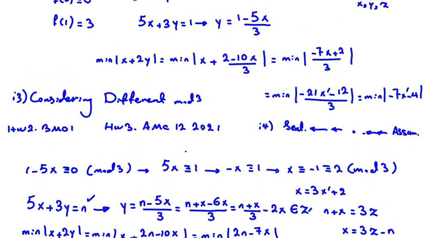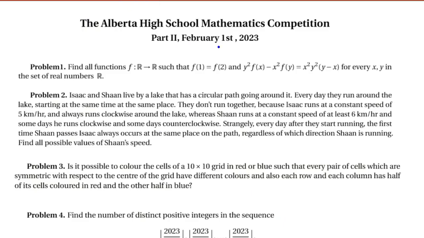Okay, let's work on some problems of part 2. So for part 2, let's focus on problem 1. It says: find all functions f from real numbers to real numbers such that f of 1 equals f of 2, and y squared f of x minus x squared f of y equals x squared y squared times y minus x, for every x, y in the set of real numbers.